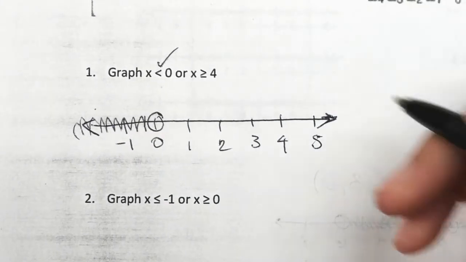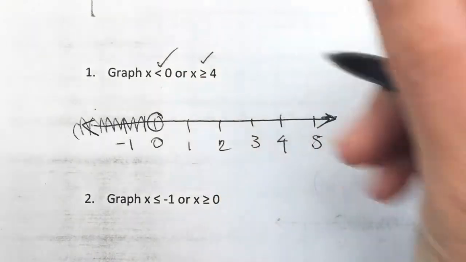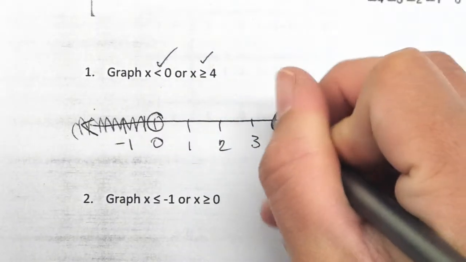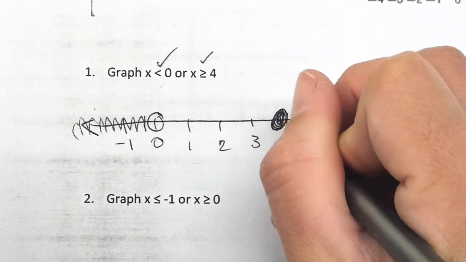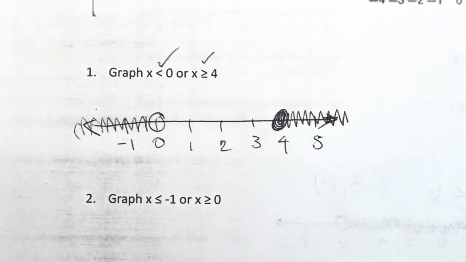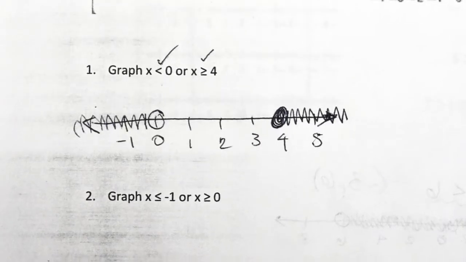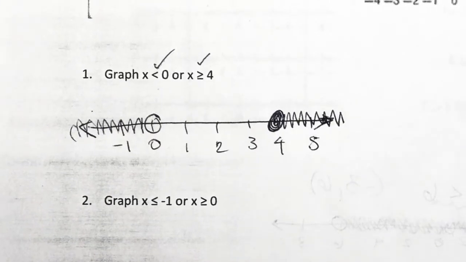Now for x is greater than or equal to 4, on 4 there'll be a what? Closed. And shade to the? Right. Very good. Are there going to be, where you did like the bracket and then the number, is that not going to be on this? Oh yeah, you'll have it. See, it's a little different this time.